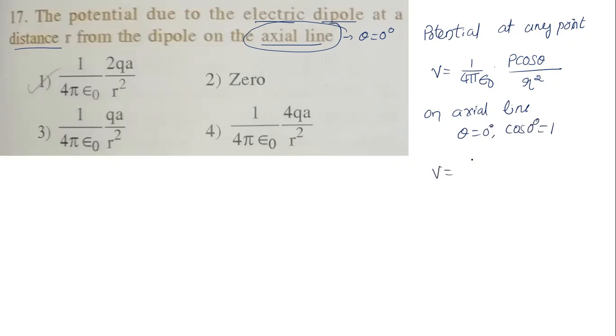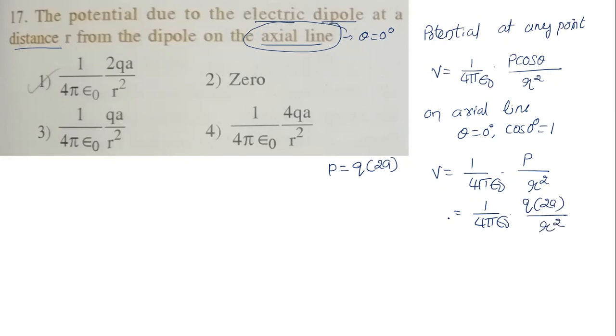We use that here. It will become V equal to 1 by 4 pi epsilon naught P divided by r square, where P is what now? Dipole moment. It is given by what formula? P equal to q multiplied by 2 times a. So it will become 1 by 4 pi epsilon naught q multiplied by 2a divided by r square. Now where is the option here? Look at here. So the first option is correct. 2qa, so I wrote 2 times q into 2a, there are 2qa, not an issue.